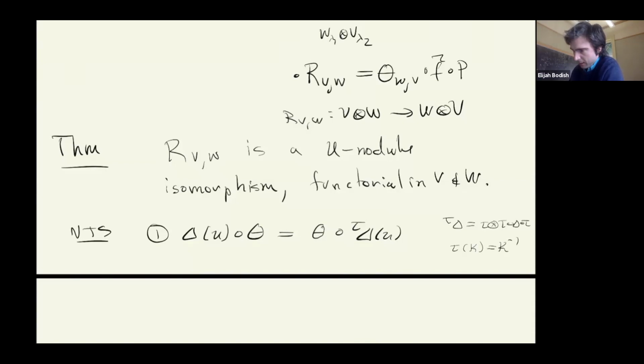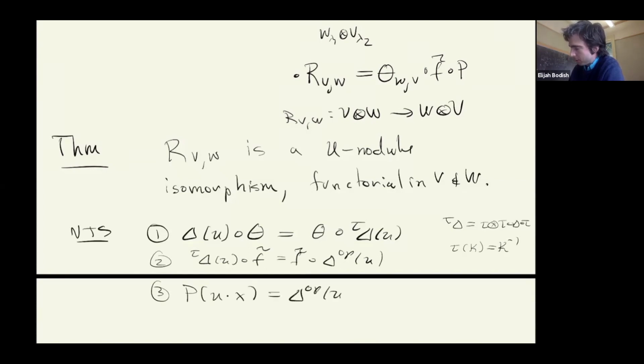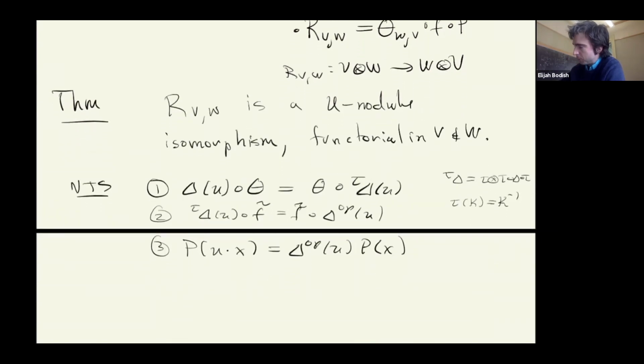And that factored into the other steps. So we have to also show that tau delta of u composed with F tilde is F tilde composed with delta op of u, and P of u acting on a vector x is equal to delta op of u acting on P of x. So these 3 steps will allow us to conclude that R_VW commutes with the action of U.